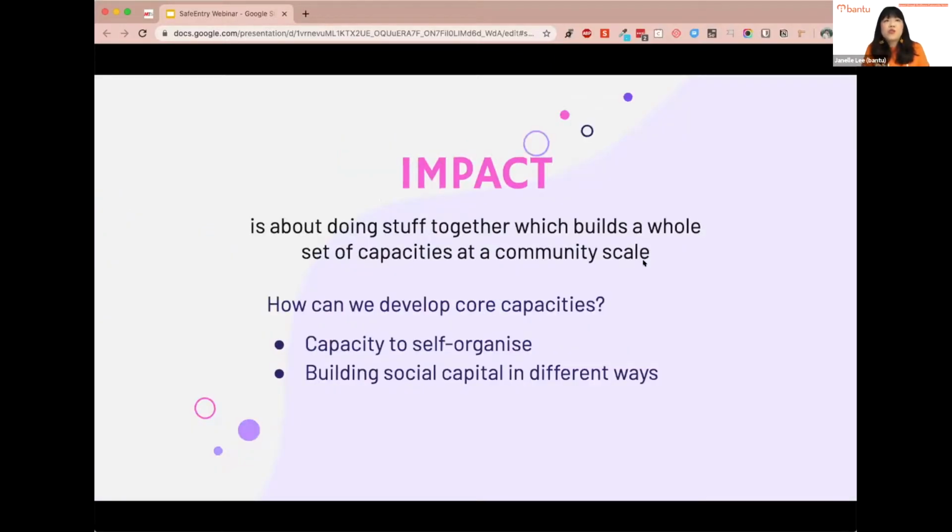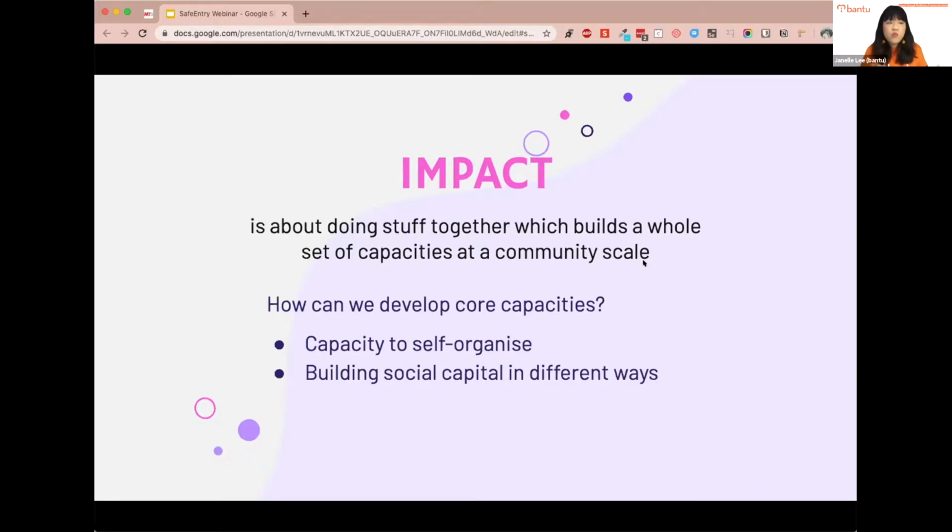And impact. In the COVID-19 situation, at Bantu, we think impact is about how we can make use of this time to do things together so that we build a whole set of capacities at a community scale. The core capacities we refer to are how we can create more capacity to self-organize and build social capital in different ways. The things that we do, and that you are doing in your organizations, will probably have changed in one way or the other.